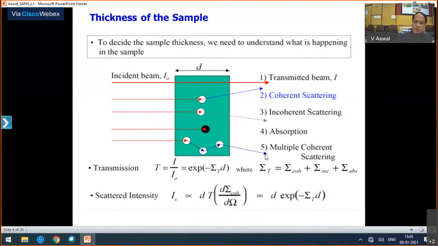So your total macroscopic cross section will have contributions from a coherent part, an incoherent part, and also absorption. Also, you should know that your scattering intensity is proportional to thickness and transmission. This is the differential scattering cross section, which is a property of the sample, meaning constant. So your scattering intensity is proportional to thickness and the transmission. Transmission, again, you can write in terms of thickness. So your scattering intensity is proportional to d, and also proportional to this exponential term.